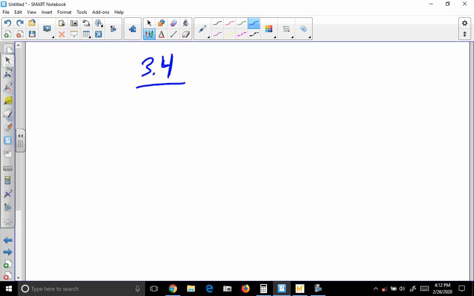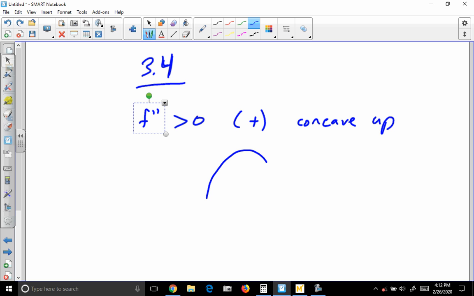So this video will cover the second derivative test from section 3.4. We talked about the second derivative and that if the second derivative is greater than 0, that is, if it's positive, then that tells us that we are concave up. We looked at that's concave down. We looked at if we have something that's concave up, the farther we go to the right, from left to right, our slope is increasing.